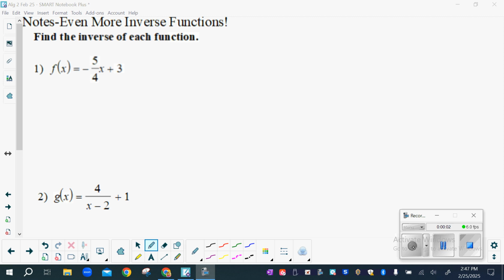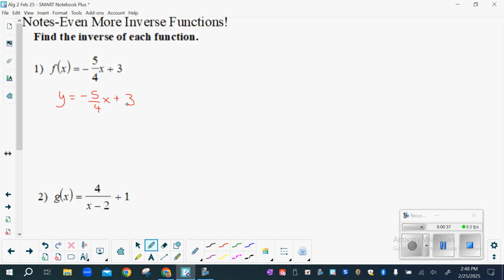Okay, so more of finding inverses today. So first question. Finding inverse. What's our first step? Good. So we get y equals negative 5/4 x plus 3.